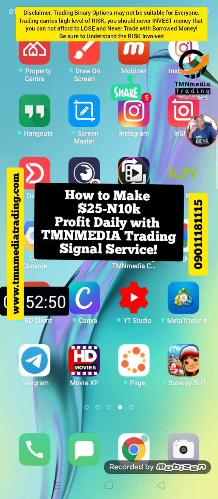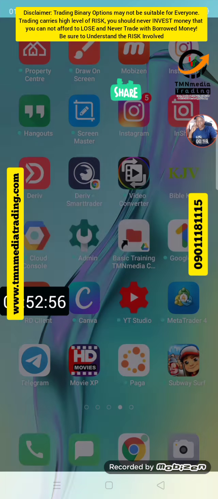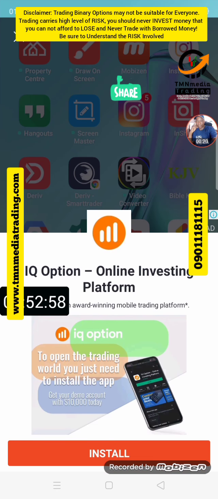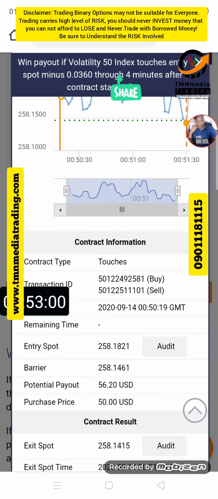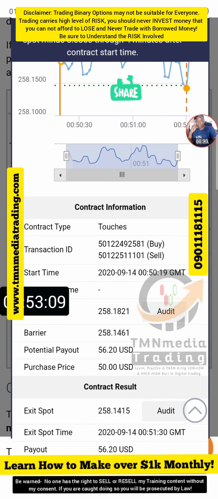Okay, first and foremost, I think I should show you guys the trades first. This is the last trade I just did. I was doing 3 trades. I needed to do just 30%, so I've done 3 trades, and I just want to recap on it.